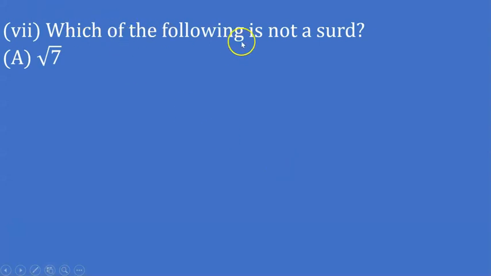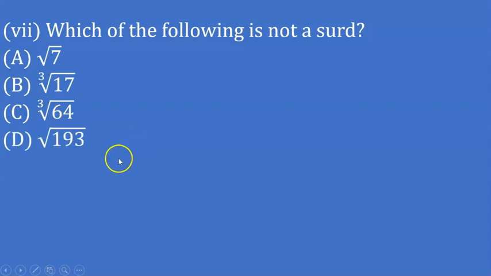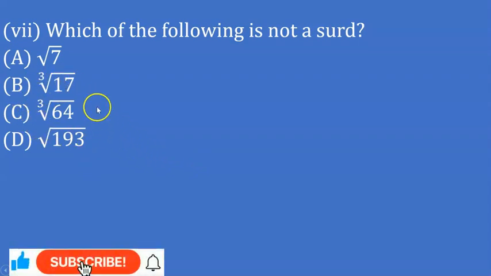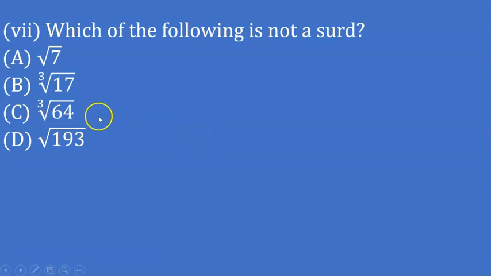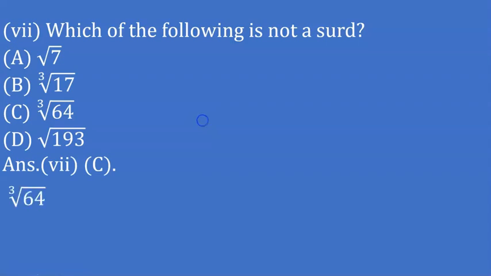Next, which of the following is not a surd? First option A is root 7, B is cubic root of 17, C is cubic root of 64, D is root of 193. And here, if you observe this, the cubic root of 64 is equal to 4, which is a rational number, and hence cubic root of 64 is not a surd. Okay, option C is correct here.